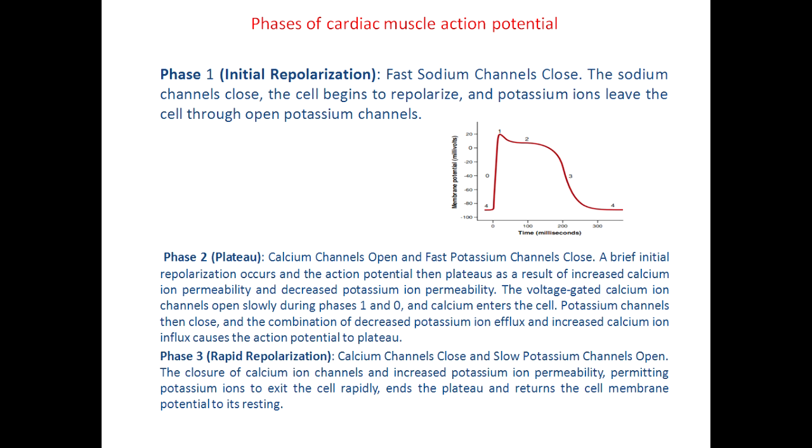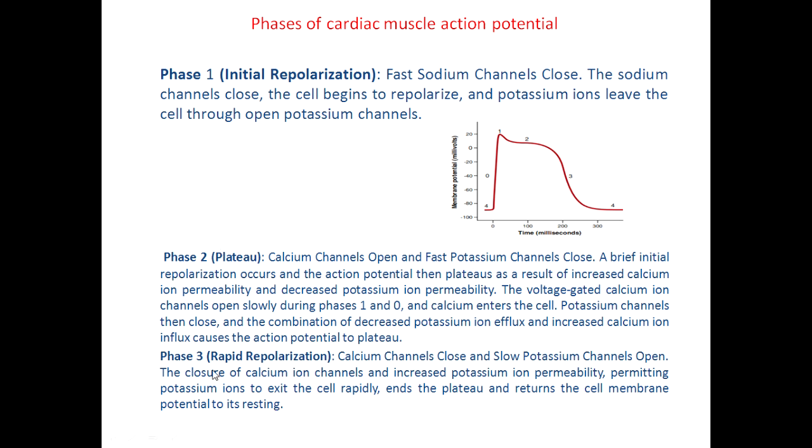Understand? The last point is that potassium channels then close, and the combination of decreased potassium ion efflux and increased calcium ion influx follows. So potassium ions going outside will be decreased and calcium influx will be increased. More calcium enters the cell and very little potassium leaves the cell. So the accumulation of calcium ions in the cell leads to this plateau. This is called the second stage, phase 2.